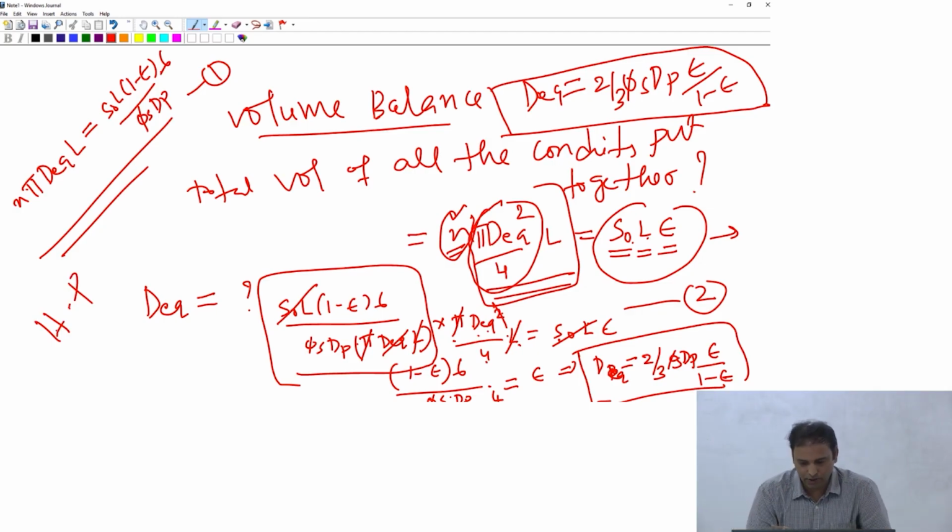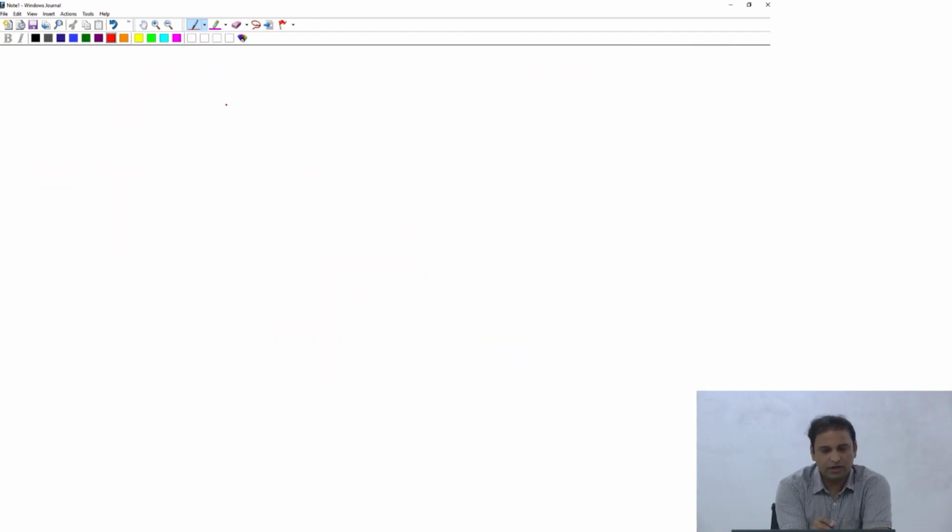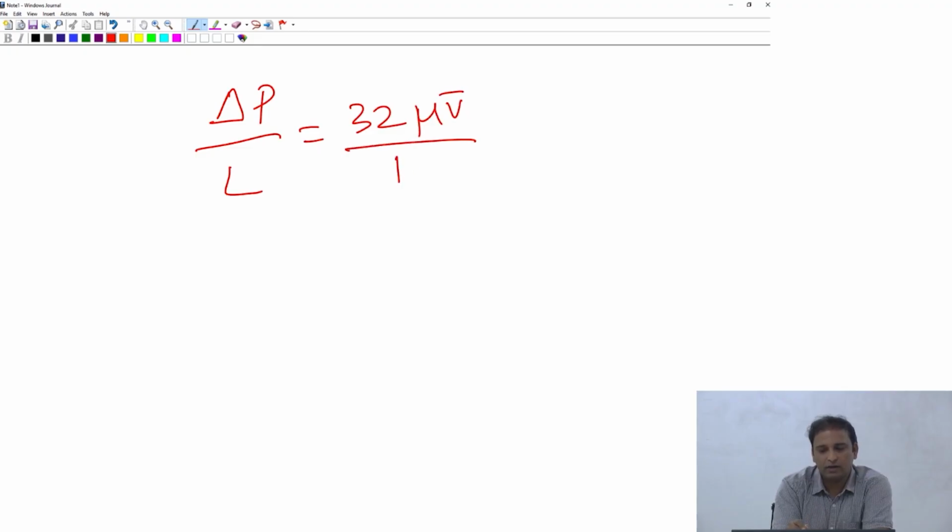So let's go back to that equation. Your delta P by L was equal to 32 mu V bar divided by D equivalent square. Can you substitute for D equivalent square?